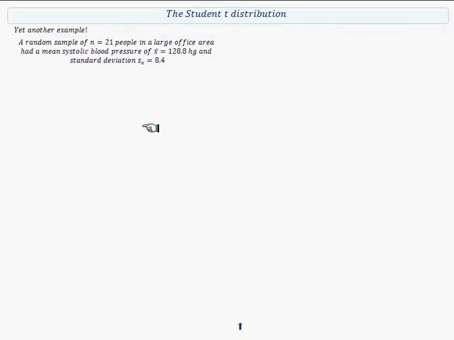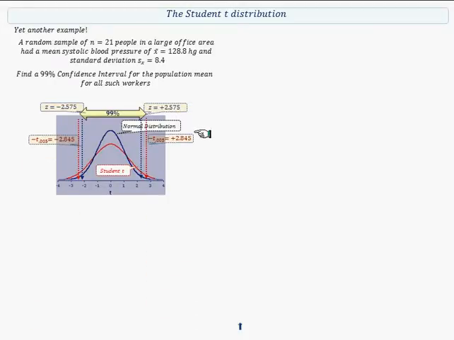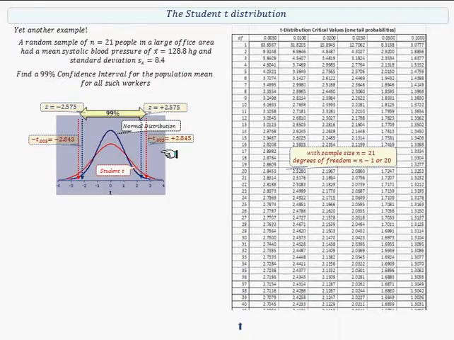Now we're going to look at another example. A sample of 21 people from a large office area. The mean systolic blood pressure is 128.8, standard deviation 8.4. For a 99% confidence interval, the Z score is 2.575, but for the student t it's 2.845. It's a larger number that accounts for a certain degree of uncertainty.